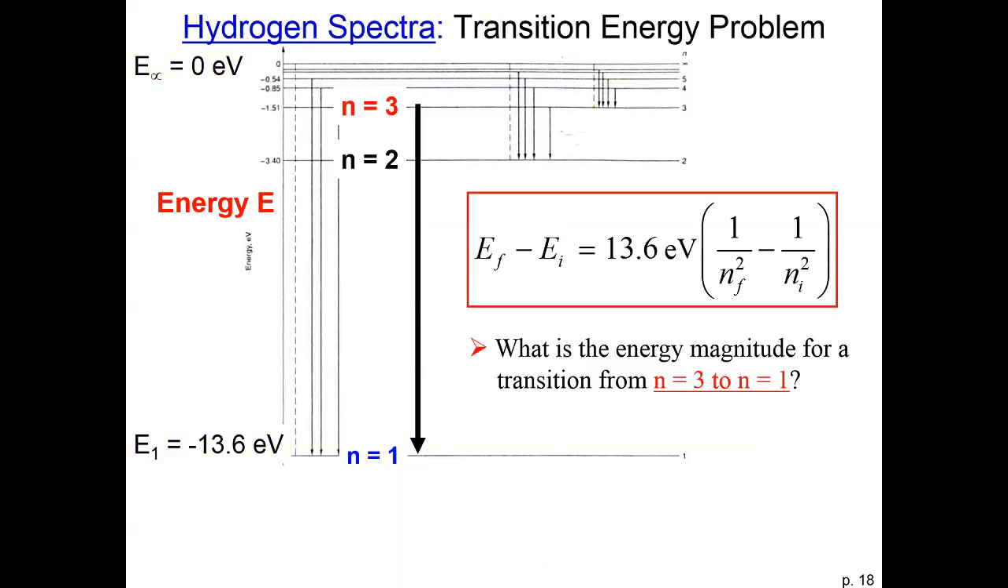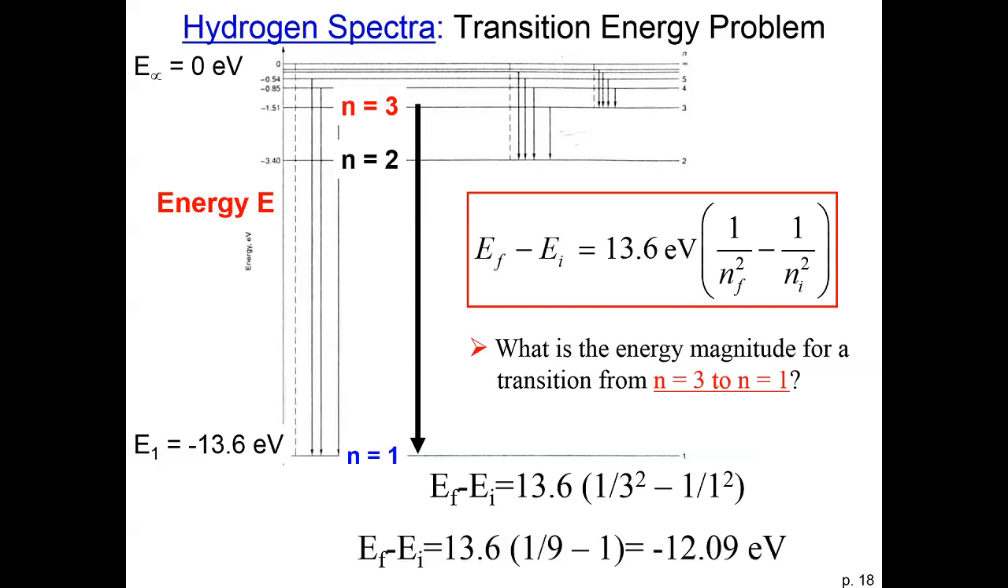Okay, so to solve this sort of question, we do it like this. What is the energy magnitude for a transition from n is equal to 3 to n is equal to 1? Well, we can use our formula here, 13.6 eV times parentheses 1 over n final squared minus 1 over n initial squared. If we do that, we get 13.6 times 1 over 9 minus 1, which gives us negative 8/9 times 13.6 eV, which is minus 12.09 electron volts.